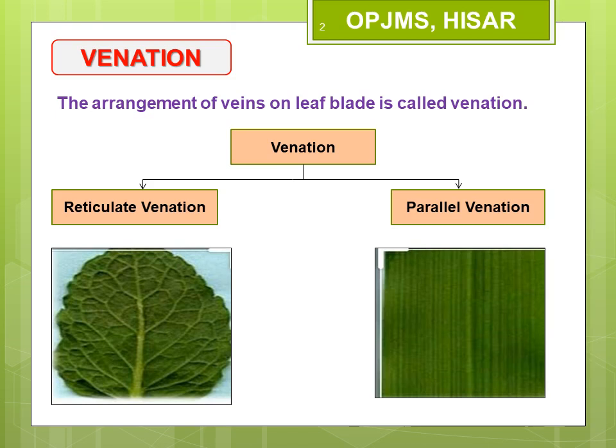Reticulate venation is the venation in which veins form a net-like pattern on both sides of the midrib. It is mostly present in plants having taproot system. The second type of venation is known as parallel venation. In this, the veins run parallel to the midrib or parallel to each other. It is present in plants with fibrous root system.